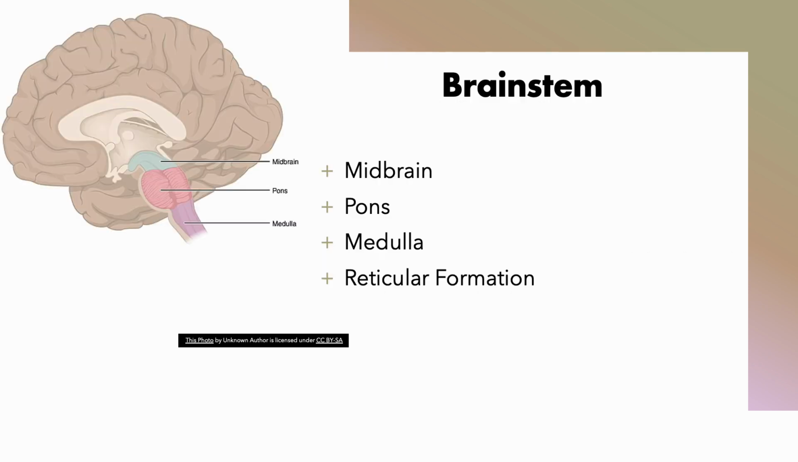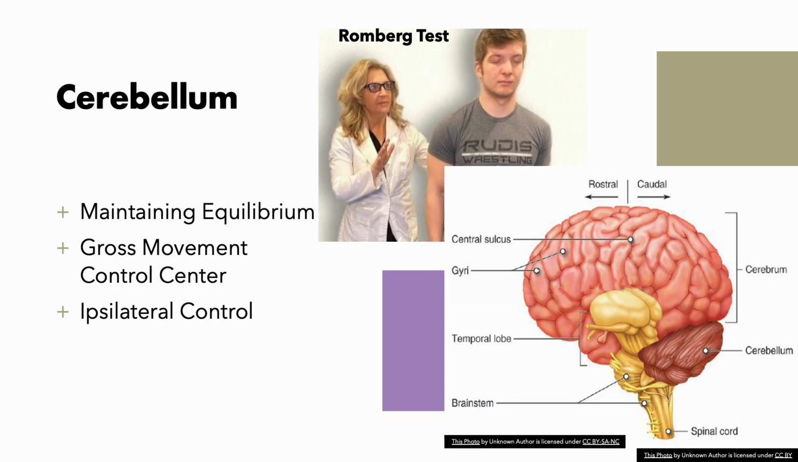The brainstem is made up of cells that produce neurotransmitters. It includes the midbrain, pons, medulla, cerebellum, and reticular formation. The cerebellum is responsible for maintaining equilibrium. It acts as a gross movement control center.